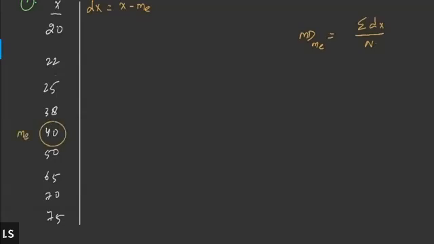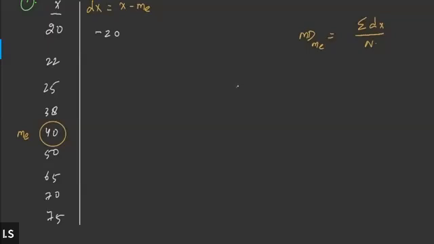You got the median value as 40, Alexander? Yes, sir. Okay. Then we will find the dx. For calculating dx, 20 minus 40 will be minus 20. Okay, just one thing.